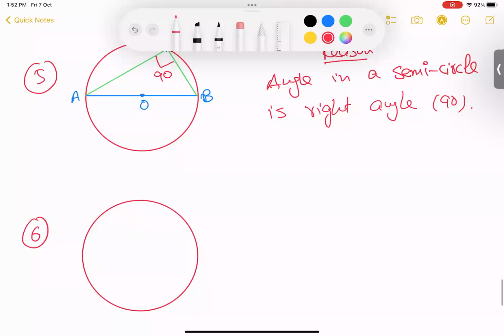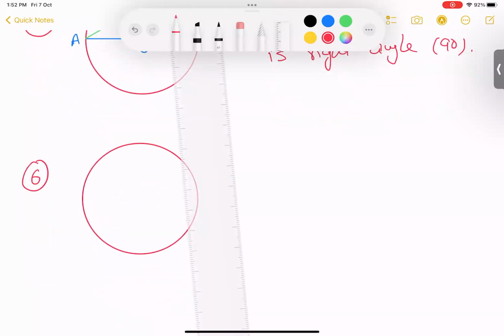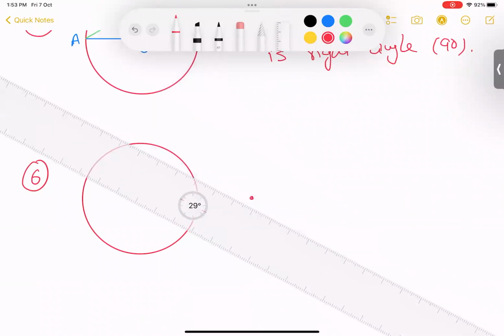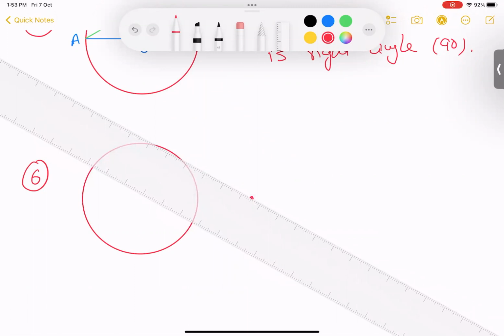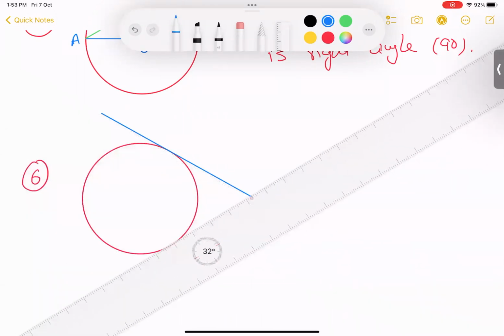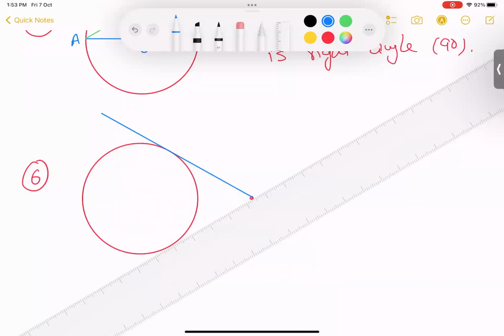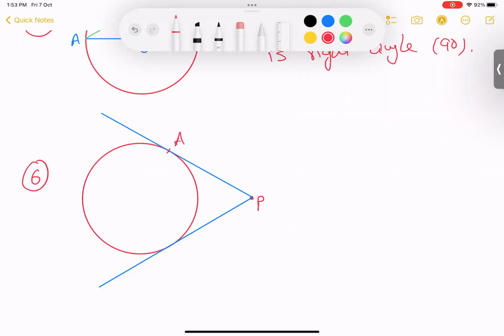Now the fifth property, number 6. Let's say I have one point outside the circle, anywhere, and I draw tangents from it. I can draw a maximum of 2 tangents from one point, not more than that. This is tangent number 1, and I can draw a second tangent, tangent number 2. Now you can see clearly: this is point P, this is point A, and this is point B.